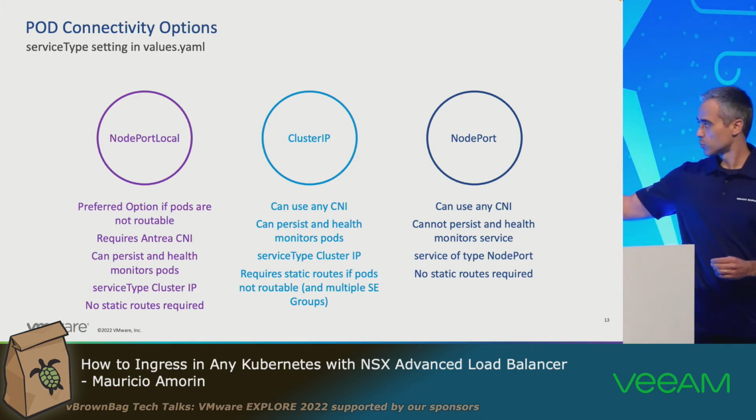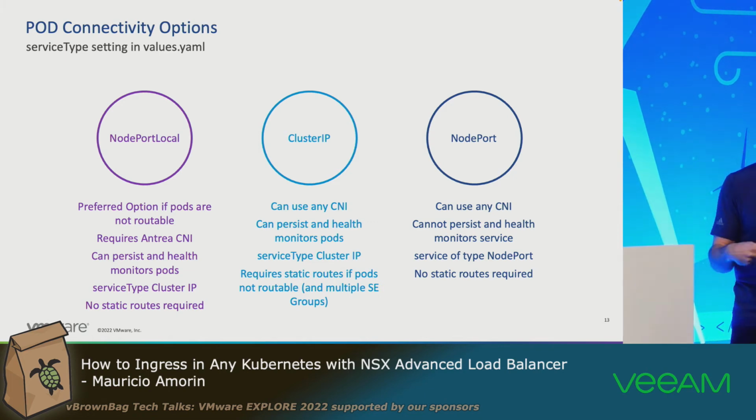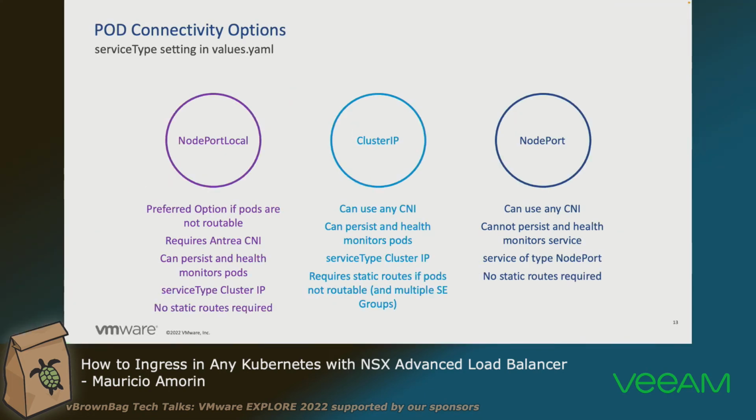I'm going right to left. You can use a node port, where you expose those pods as a node port, and that is very flexible and very easy, but you have some drawbacks because you cannot have persistence, and since you're exposing it using the node port, you cannot do health checks. You can also use cluster IP. Cluster IP is good, but you have to do some static routes to have connectivity to the pods. The node port local is like a mixture of those.